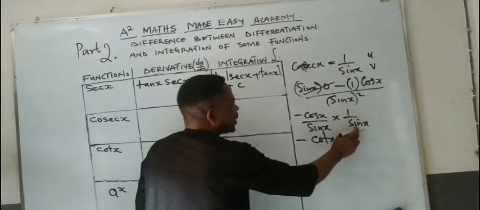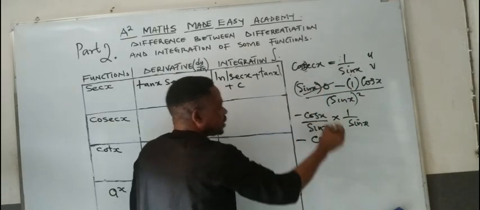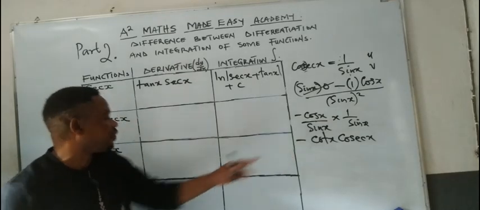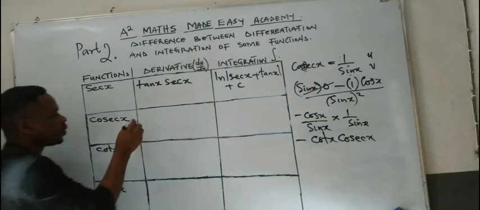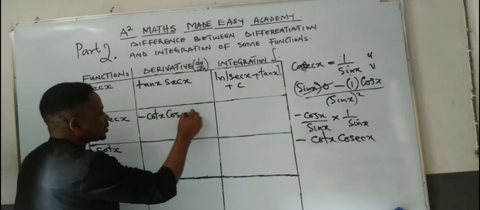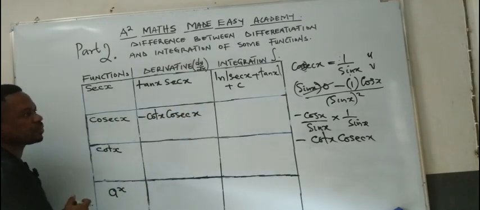Then 1 over sine x, look at it, 1 over sine x, what is it? Cosec x. So which means anytime you are asked to differentiate cosec x, what is the answer? Minus cot x, then cosec x. Do you understand? That is all.